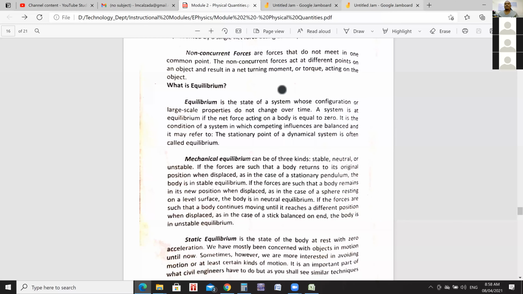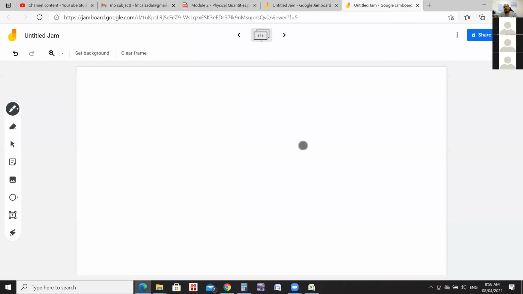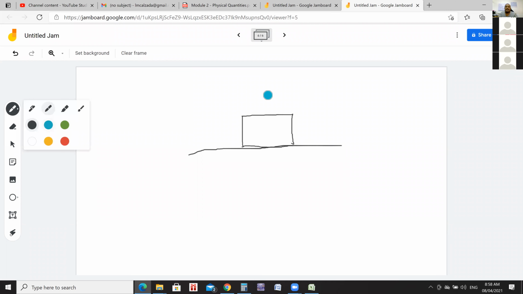Many things are in equilibrium. Say for example, a wooden crate. What is a wooden crate? It is what dried fish is placed in. Actually, there are different forces acting on this one. The first force acting on it is the force of gravity. And of course, to counteract gravity, there must be a force that the ground exerts.